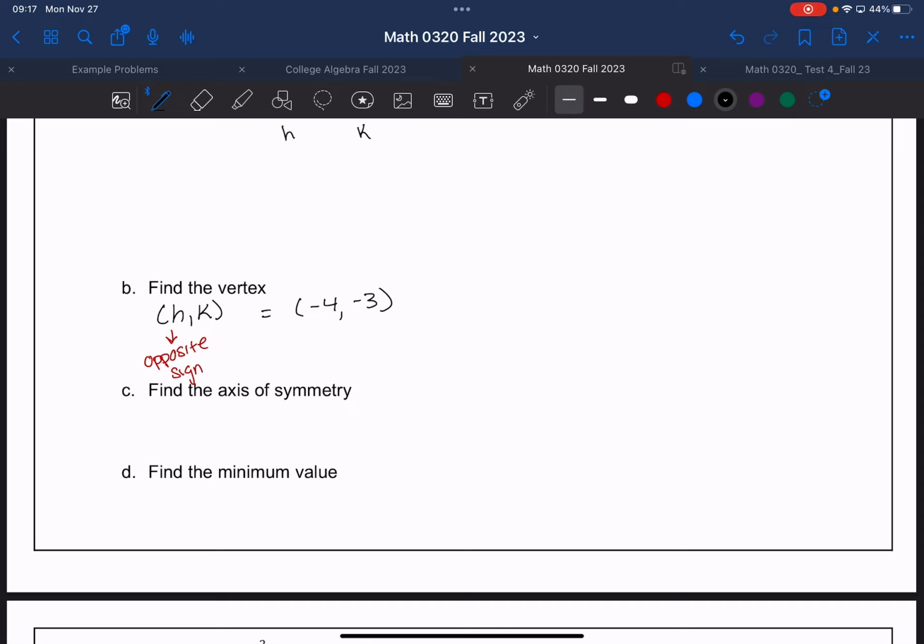Okay, then we need to find the axis of symmetry. Who remembers how we find the axis of symmetry? We use the vertex to find it. So x equals h. Good. For the axis of symmetry, it's x equals h. And what's our h value? Good, so it's x equals -4.